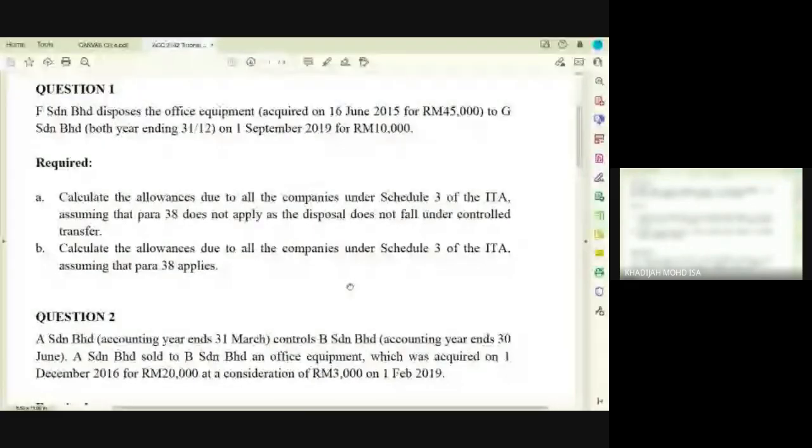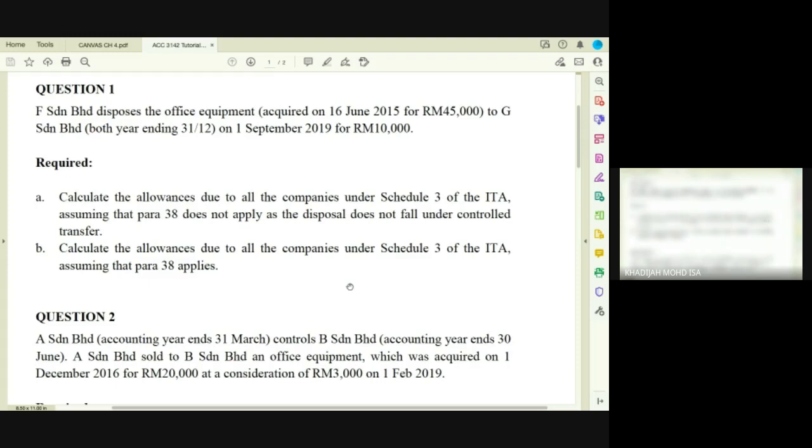So what are you required? A, calculate the allowance due to all companies under Schedule 3, assuming that Para 38 does not apply. Right, and the disposal does not fall under control transfer. So it means that Para 38 does not apply, it's not a controlled transfer. Then you will have to do the normal disposal. So this kind of normal disposal is what we call disposal to third party.